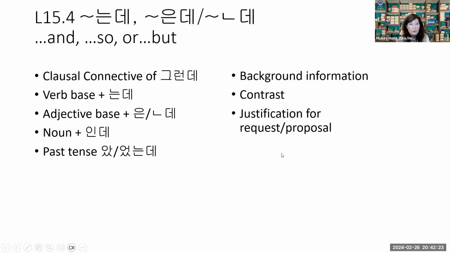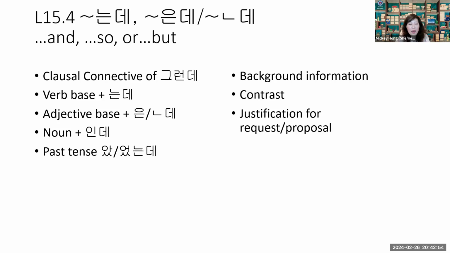Fourth grammar, 는데, 은데, or 니은데. It is the clause connective of 그런데, and you can use this with both verb or adjective. If it's verb, it doesn't matter if the base is consonant or vowel. You just put 는데. Adjective, after you take out the 다 from the dictionary form, if the adjective ends in consonant, you put 은. Otherwise, 니은 and then 데.